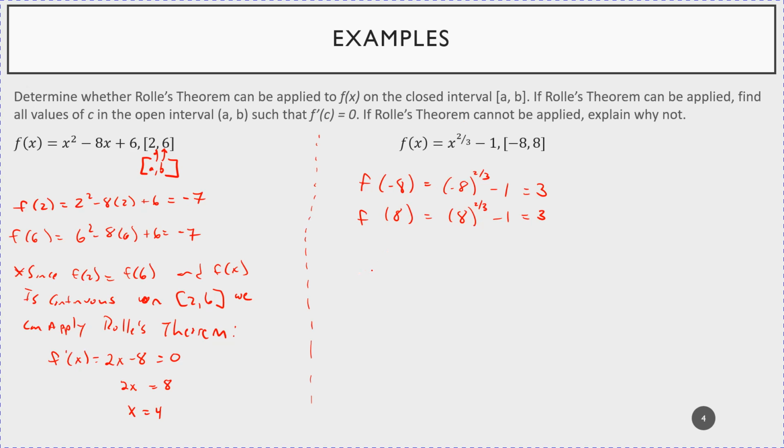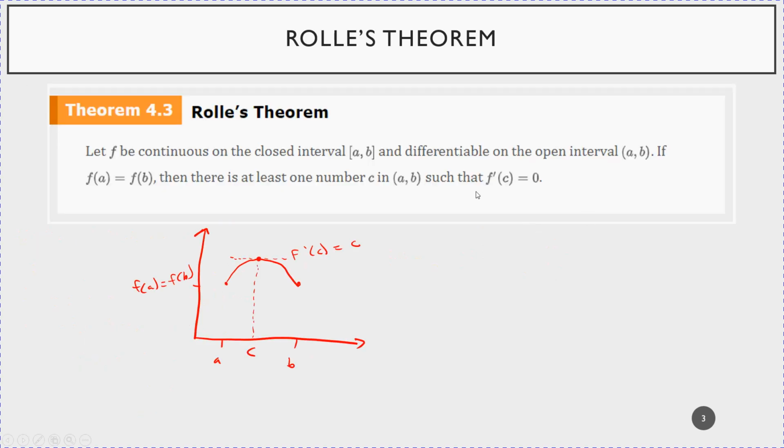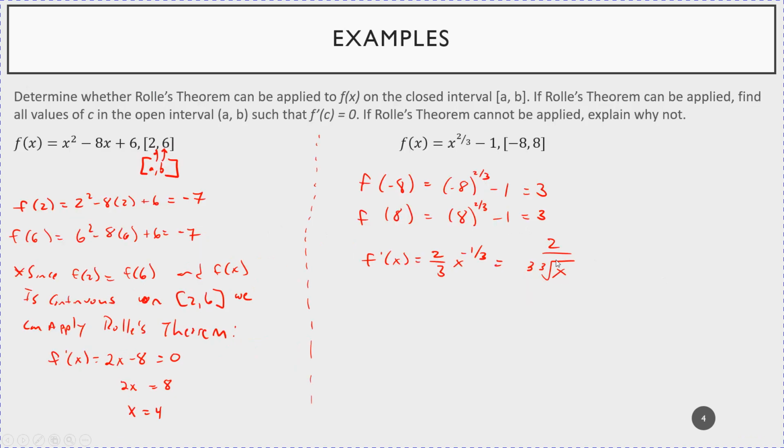But when you go to take the derivative here, f prime of x, you end up getting 2/3 x to the minus 1/3, which is 2 over 3 times the third root of x, right? And so you have to ask yourself, what if you look back at the theorem, it has to be differentiable on the open interval from a to b. But if you look here, it's not differentiable at 0, which is in the interval.